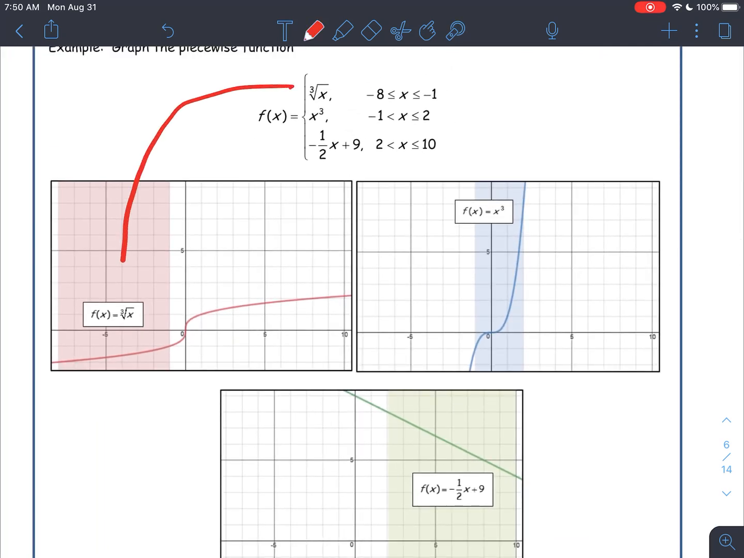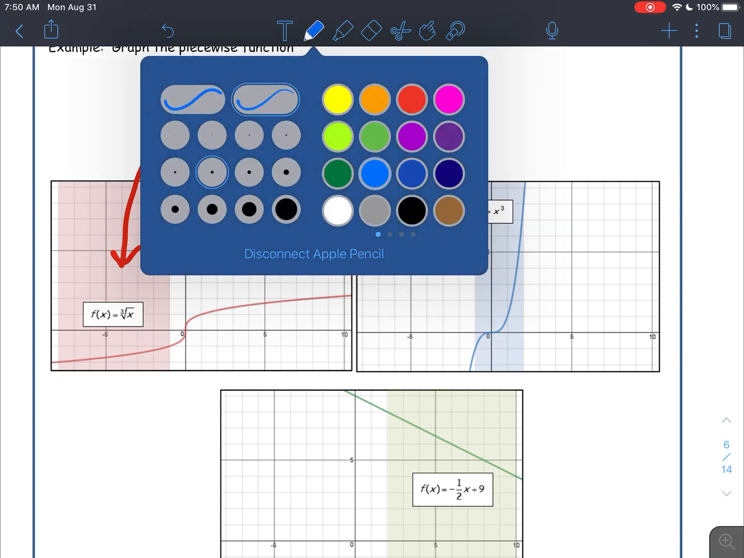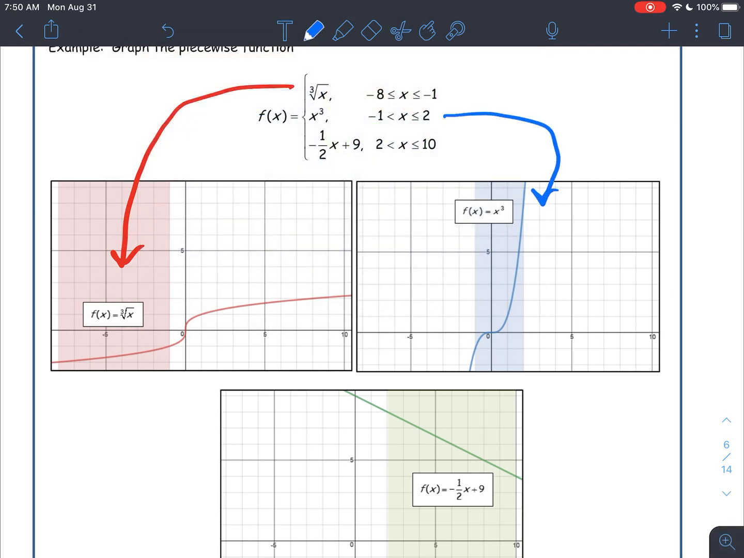Let me kind of show you what I mean. The cube root is right down here. Our cubic function right here in blue, and our linear function with that negative slope and that y-intercept of 9 being right down there in green. But you notice they are only shaded based on the domains where they exist, where the cube root's only between -8 and -1. The cube is only between -1 and 2.